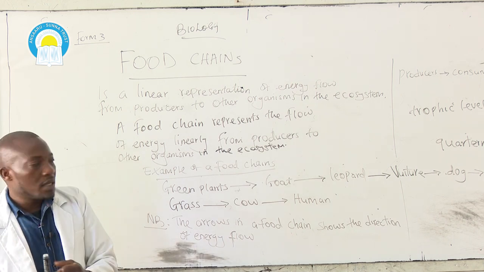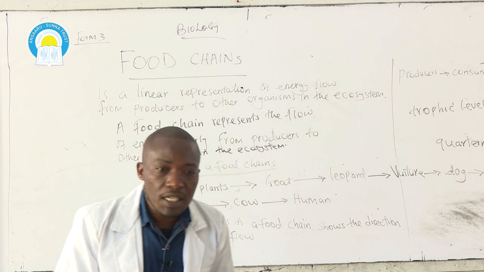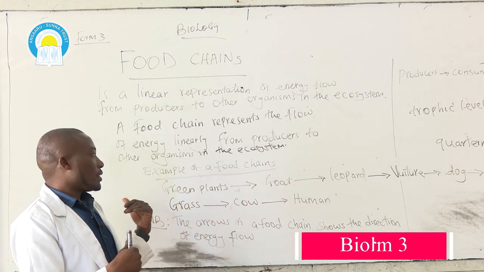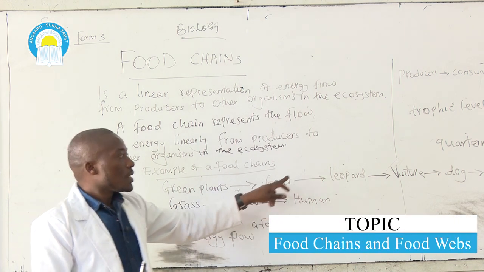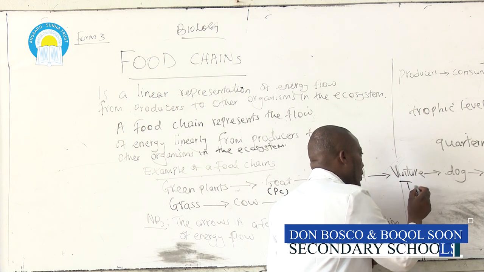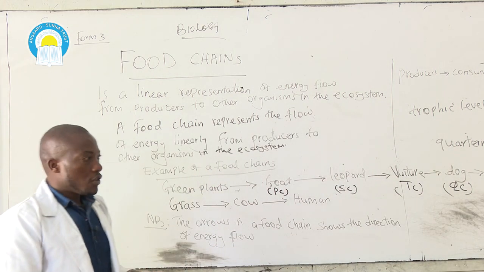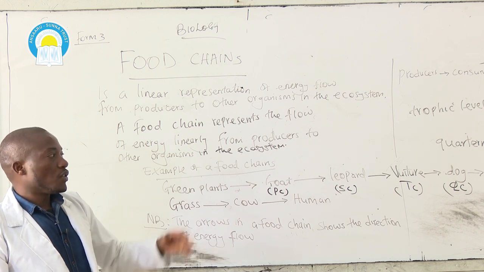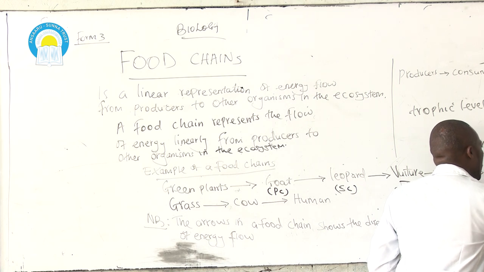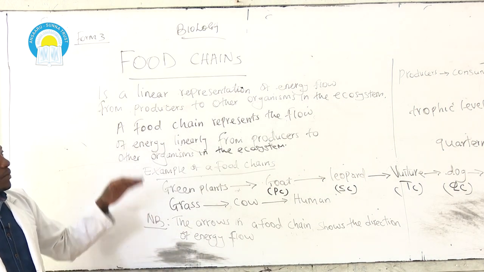Then you can get some questions like this. Name the trophic level represented. Trophic level, remember I said, is the feeding level. Name the trophic level represented by, for example, the vulture. You just start from the start. Green plants are producers, then primary consumer, secondary consumer, tertiary consumer. This is the quaternary consumer. Then these are decomposers. So the trophic level occupied by the dog is quaternary consumer. The bacteria are decomposers because we said they can be either bacteria or fungi. The bacteria and the fungi are the decomposers. Then that's all you're supposed to know from the food chain.